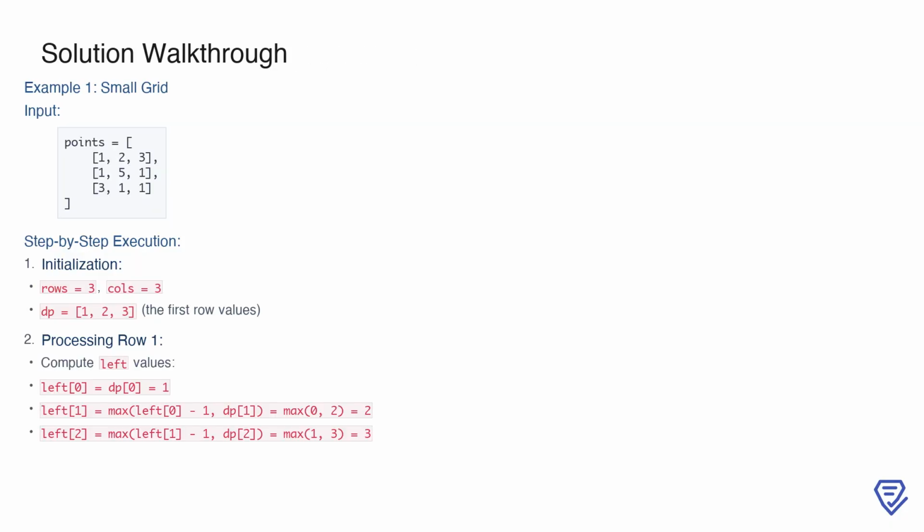We begin with a small grid example. The input grid has 3 rows and 3 columns, and we start by initializing dp with the first row values, which are 1, 2, 3.